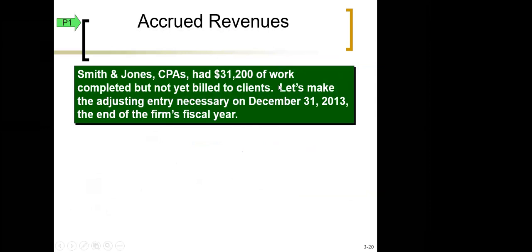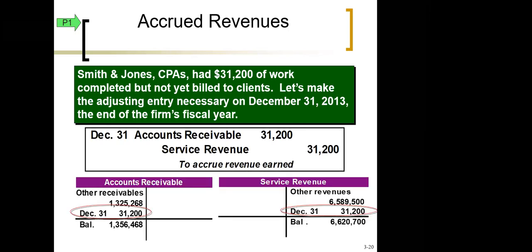So here's an example of $31,200 of work completed, but not yet billed. So you're the CPA, you decided that you worked, you checked your whole December work and billing hours. You have to bill the customer for $31,200. I didn't call them and say, please pay me today $31,200 because it's December 31. We just recognize that it's December 31 and you owe us the money. So it's always accounts receivable. You're sending invoices to recognize the service revenue that you earned.